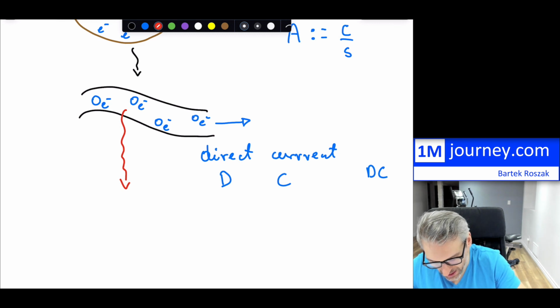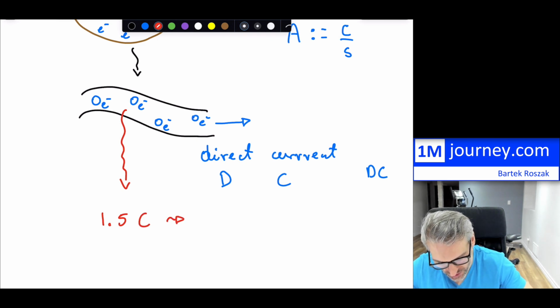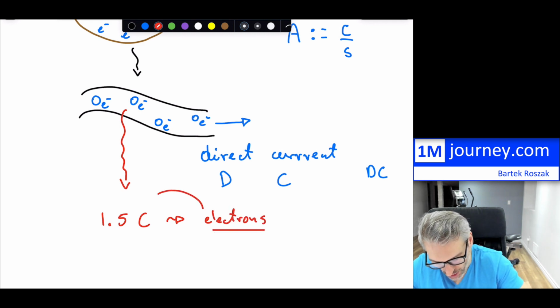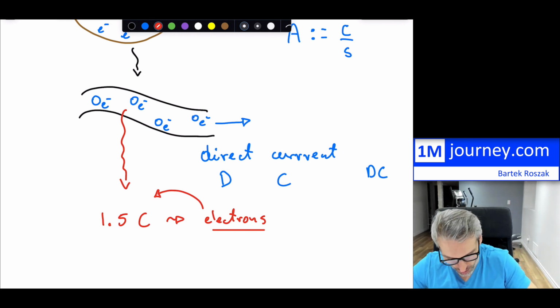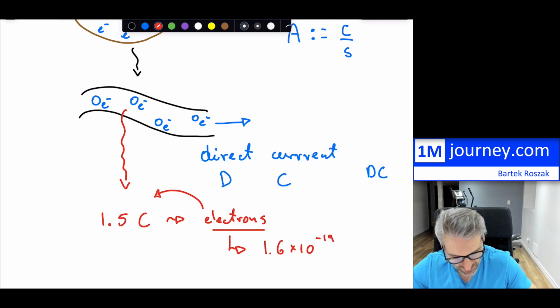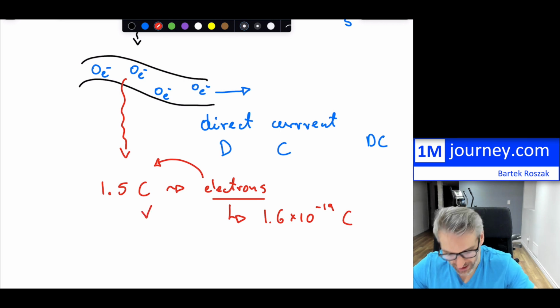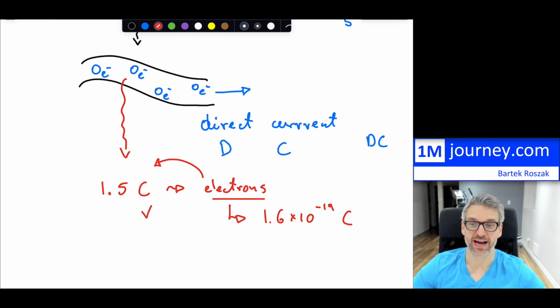So let's say that we have, for instance, 1.5 coulombs of electric charge. So these would be electrons. Now this is going to be a huge amount of electrons packed into all of this. Now think about it, because one electron has a charge of 1.6 times 10 to the negative 19 coulombs. So this is going to be quite a lot of electrons packed in there.